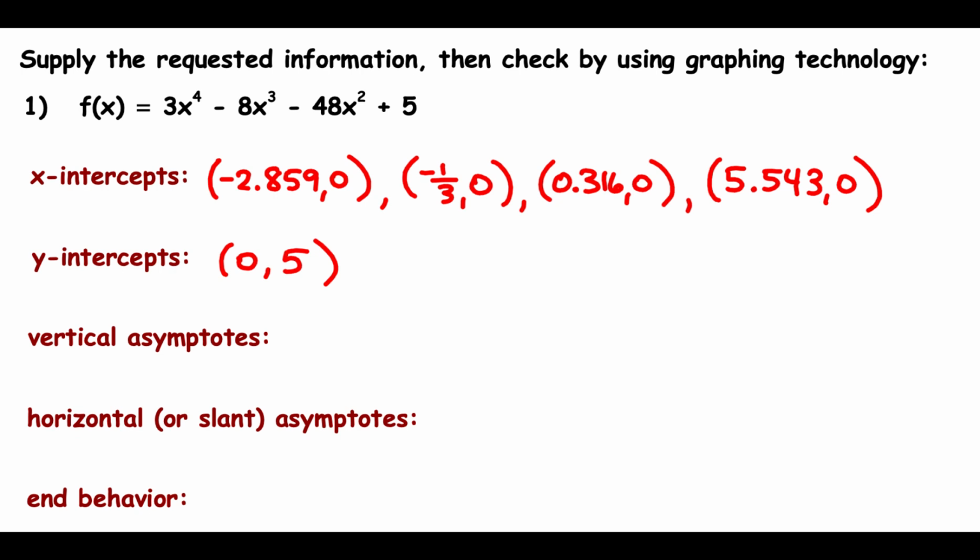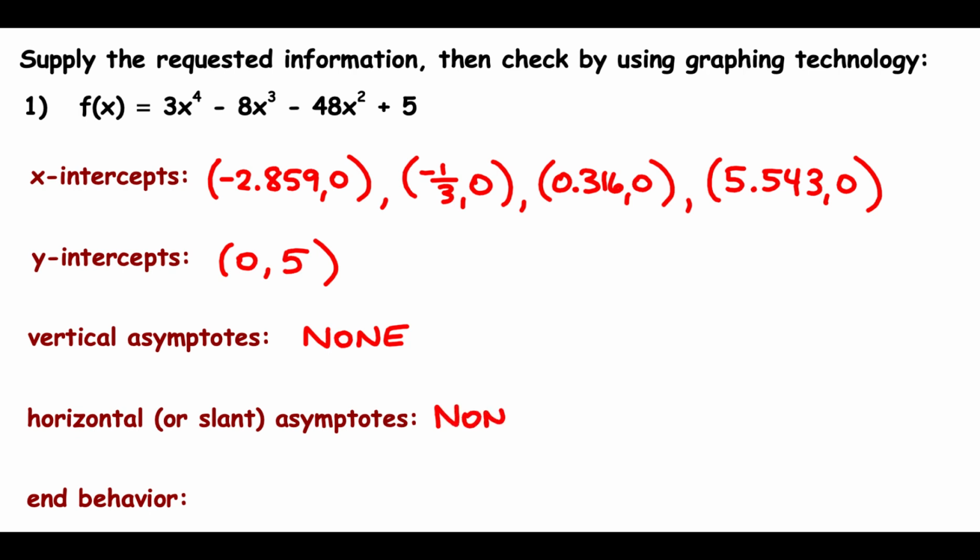Vertical asymptotes. We're not going to have any. And the reason why is we're not dividing by 0 because we don't even have a fraction bar, so no worries there. There are none. The horizontal asymptotes, we're not going to have any of those either. This graph is simply looking like a W, therefore no asymptotes.